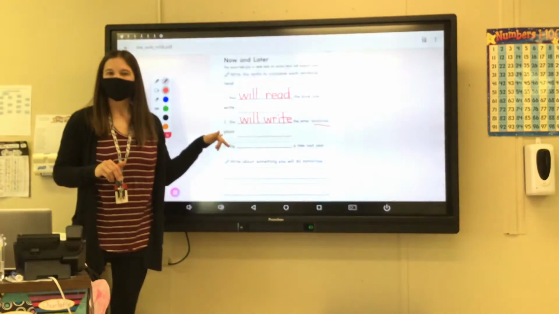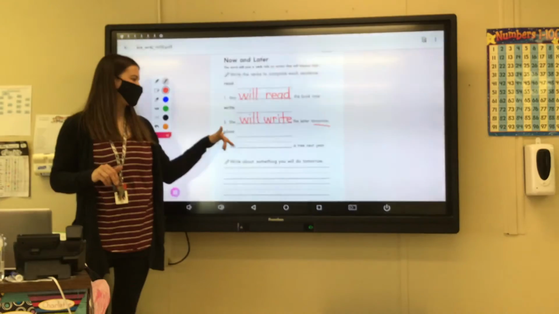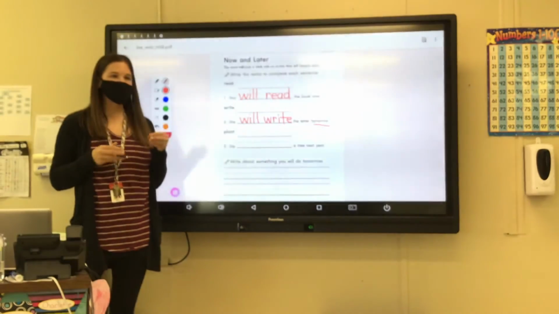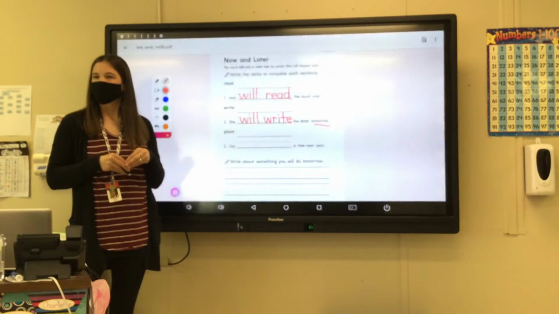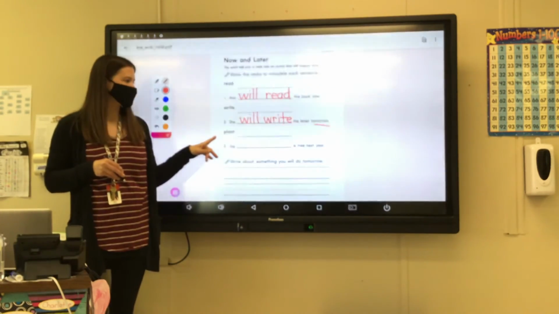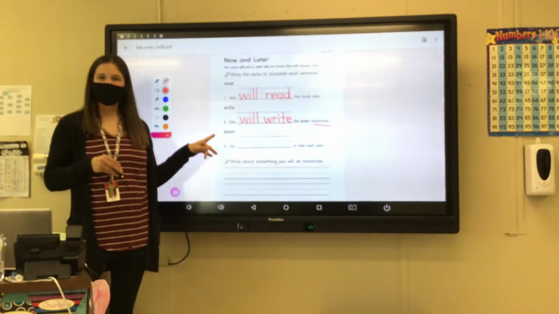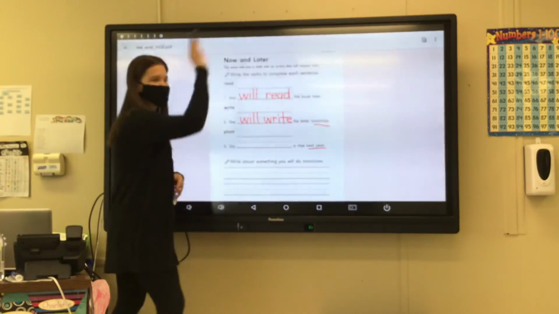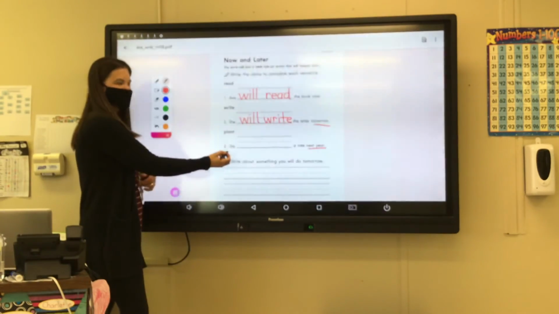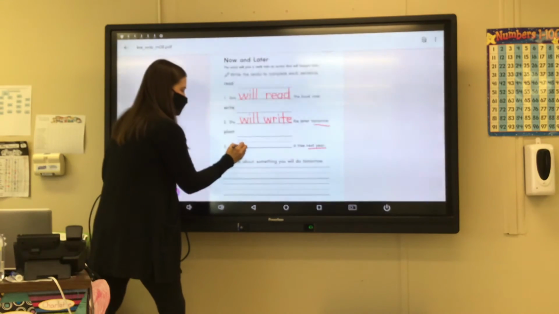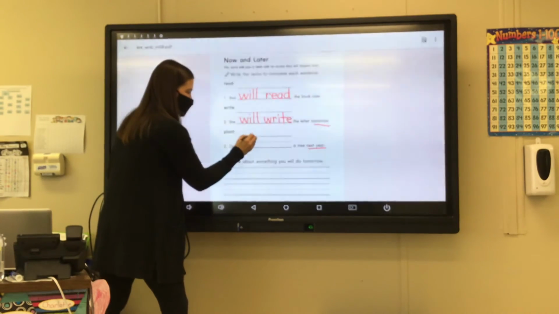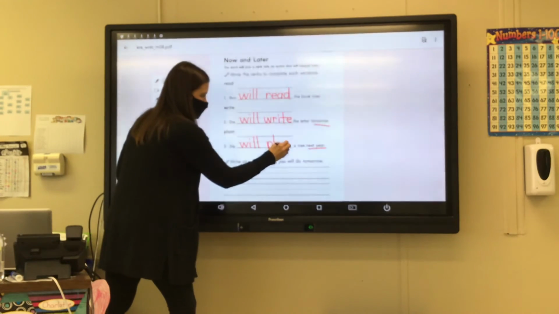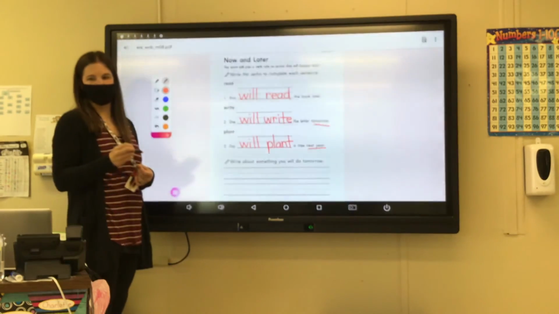Okay, the next word. And plant. Okay? I plant a tree. The J is going to plant a tree next year. So what word do we have to write? Because look at that clue. Next year tells us it's happening in the future. J will plant a tree next year.